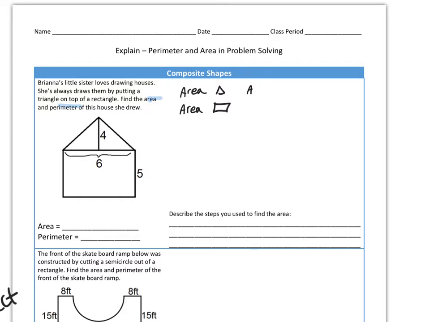So the area of a triangle is equal to 1/2 times its base times its height, and the area of a rectangle is just equal to the base times the height. So in this case, our triangle is going to be 1/2 times 6 times 4, and our rectangle is just going to be 6 times 5. So we have 12 and 30.